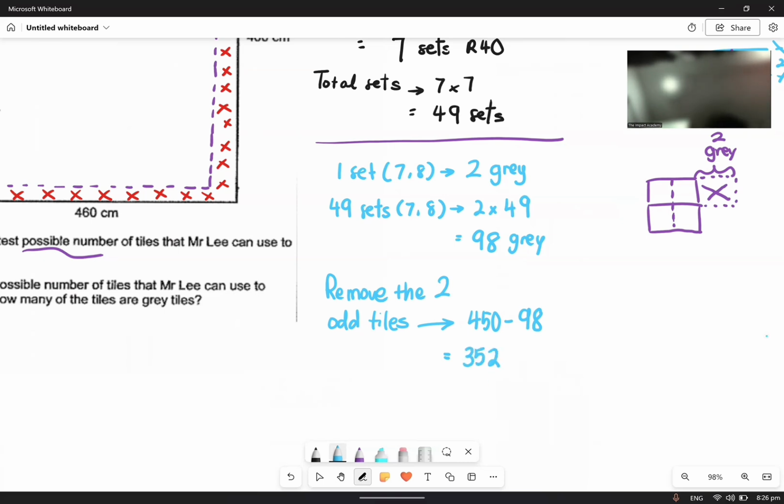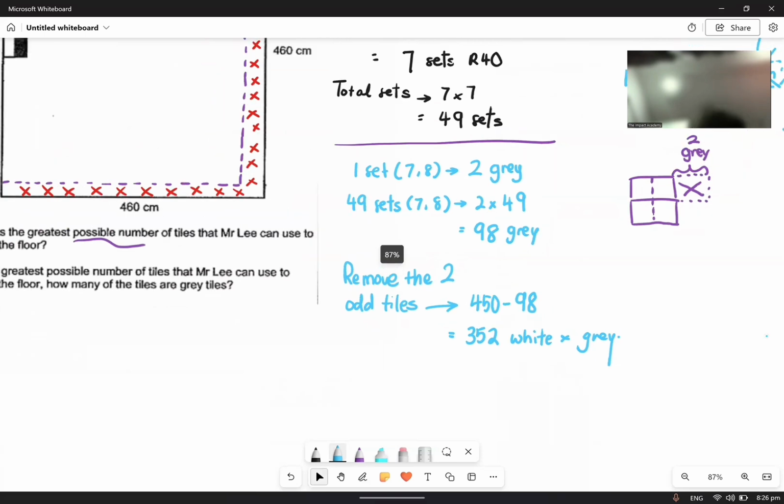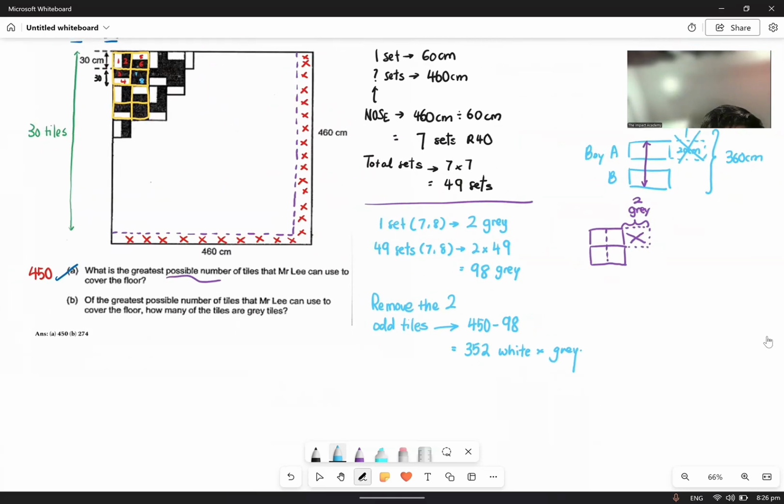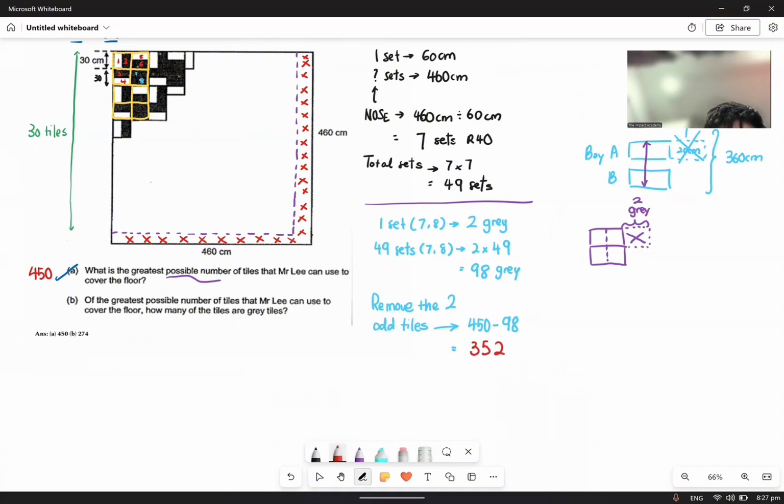What is this 352? This 352 is 352 white and gray. And this 352 white and gray, I'm referring to the red color one. So instead of using it in blue, I purposely write it in red so that you can see 352 white and gray. And this 352 white and gray consists of tile number 1, tile number 2, tile number 3, tile number 4, tile number 5, and tile number 6. Am I making sense here?